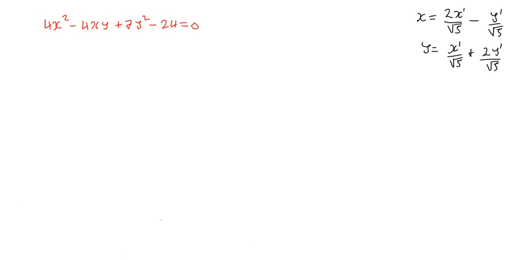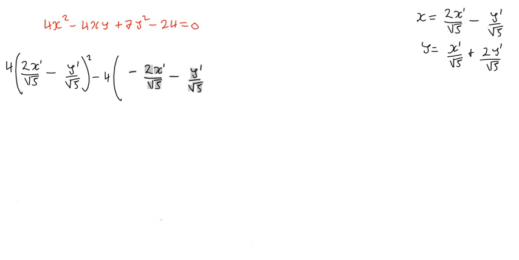Okay, so now here is the part where there is some work to do. You're going to say 4 open bracket, you put your x. What is your x? Your x is this one here. I bring it right here like that, and it is squared, minus 4 open bracket, you put your x again. You place it right there.